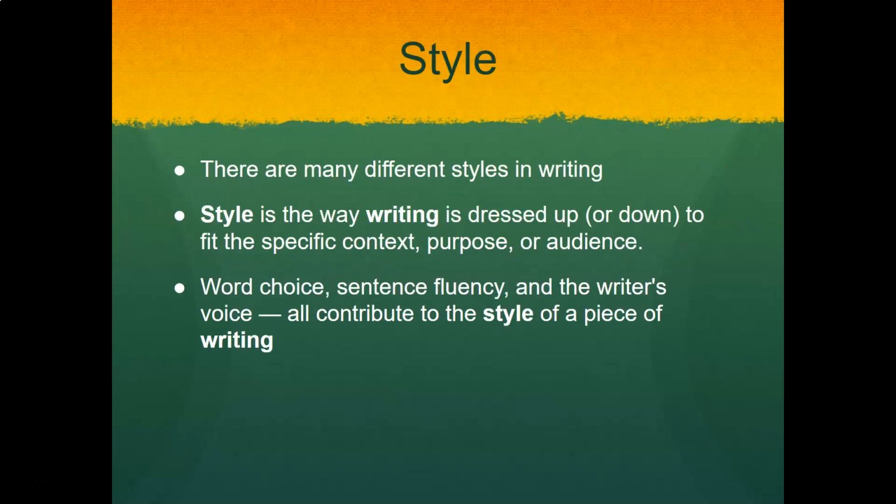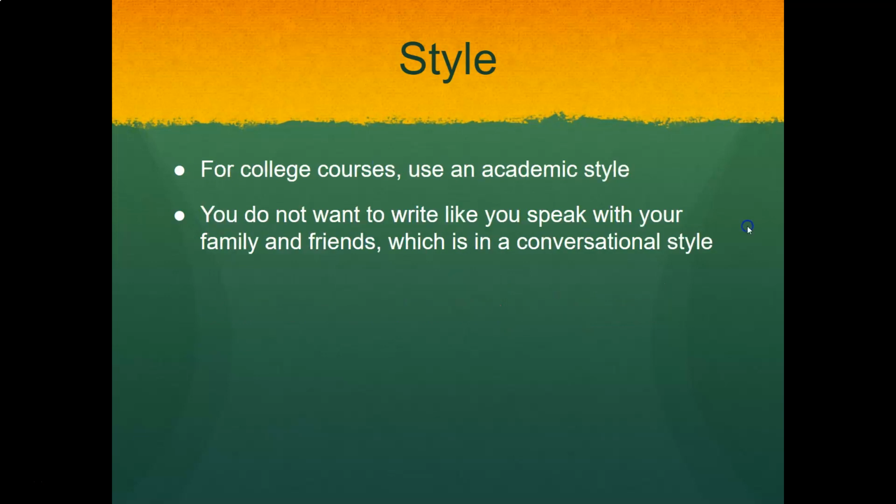How can you best connect with that audience? In this presentation, we're going to focus on an academic audience. So we're going to talk about what's involved with that audience. And the first piece is style. There are many different types of styles in writing, and you want to choose a style that's appropriate for your specific audience. Style refers to the way writing is dressed up or down to fit the specific context, purpose, or audience. So word choice involves sentence fluency and the writer's voice, and these all contribute to the style of a piece of writing. For our course, and for most other college courses, we use an academic style.